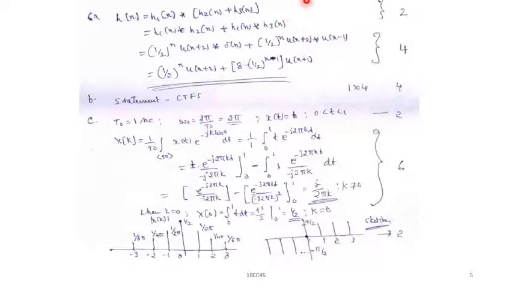Again, to write the overall response, you get 2 marks, and then simplification will get 4 marks. Statement, you write only the statement of the CTFS 4 properties, which carries 1 mark each. It's 1 into 4, so it will be 4.